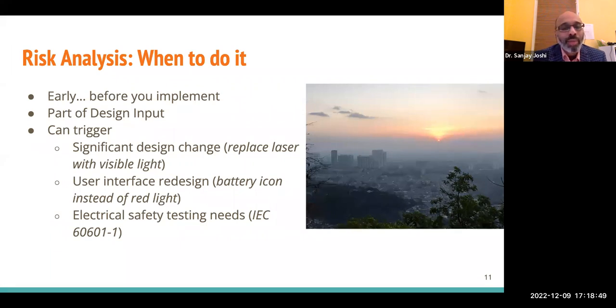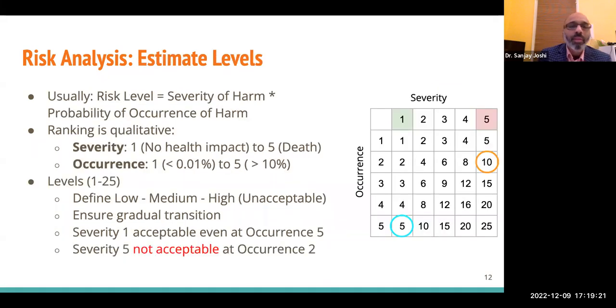Like, for example, you might decide to not use laser completely and replace it with visible light. Or it can lead to a significant user interface design change. For example, instead of a blinking light, you might want to put a battery icon that clears any confusion, whether it's low power or a broken bone. And depending on what kind of energies you have, it can lead to electrical safety testing needs. And that's where you may have to bring in different standards such as 60601-1.